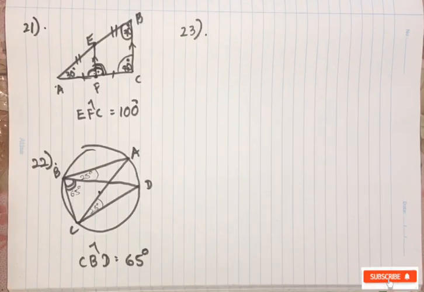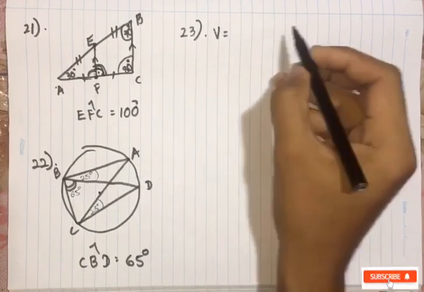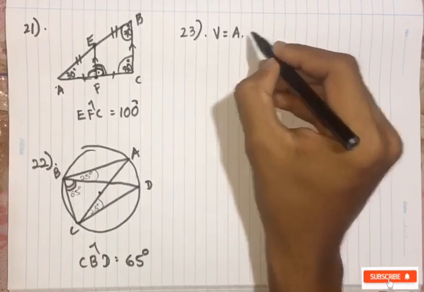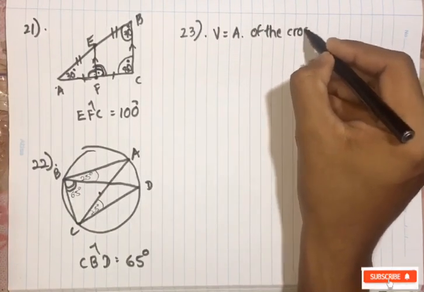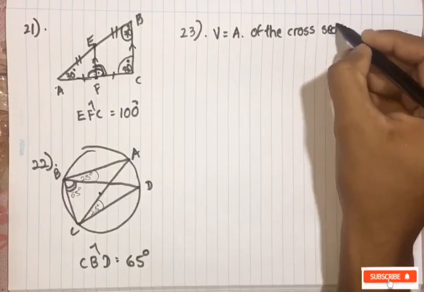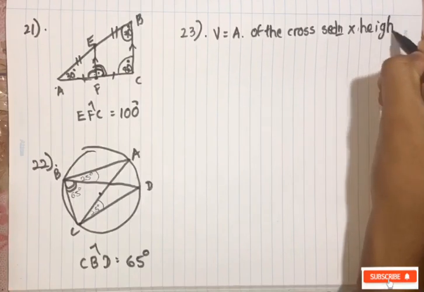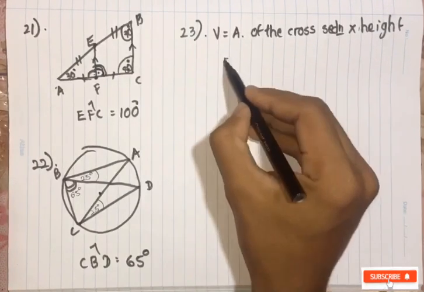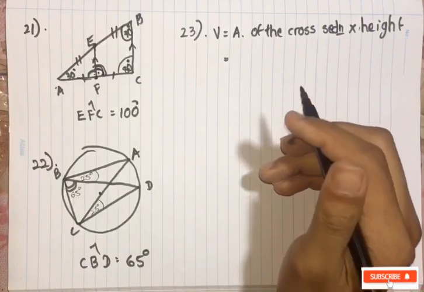Okay, 23rd. Find the volume. You have to find the volume of the prism given. How do you find the volume? Volume is equal to the area of the cross section, or you can take it as the base, cross section multiplied by the height. Now if you take the prism given, the area of the cross section looks like a triangle. How do you find the area of a triangle?